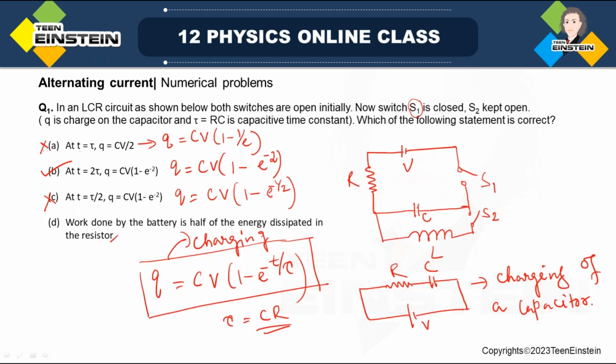This is not true actually, because energy will be dissipated through both. So the work done by the battery, actually this also will offer, I think, is half of the energy dissipated in the resistor.